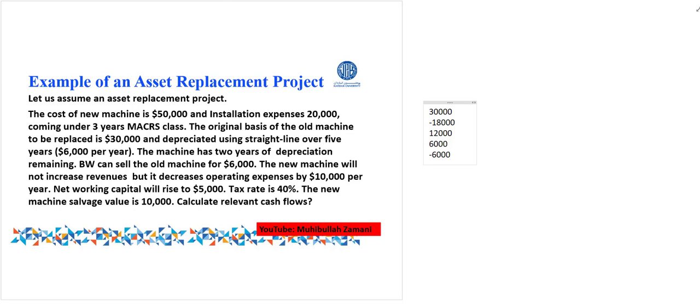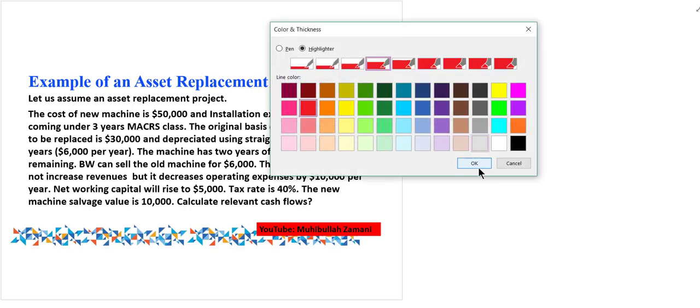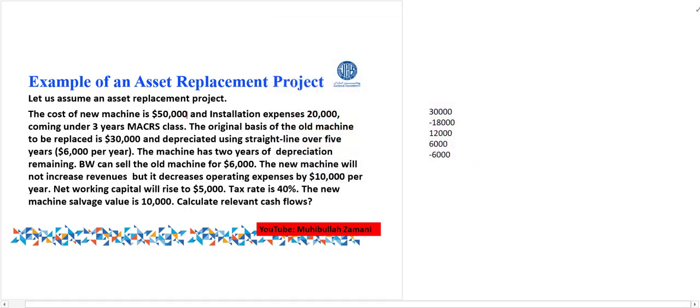Let me highlight the important points of this question, then we'll come back. Okay, let me take this pen. The cost of the new machine is this much.